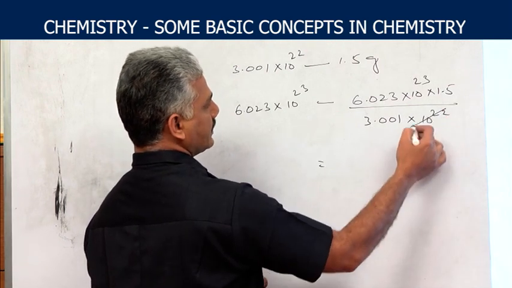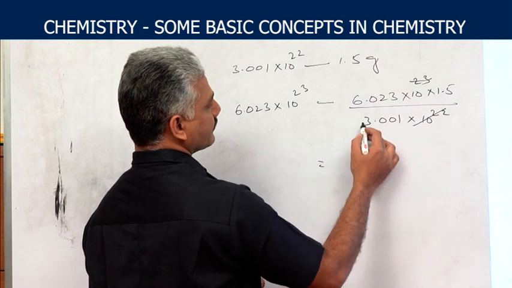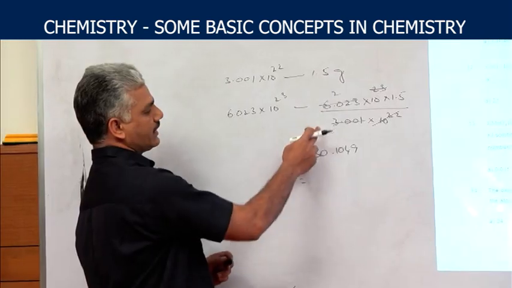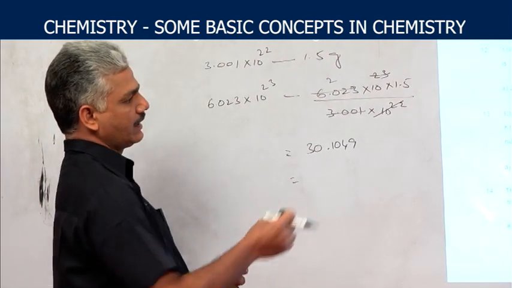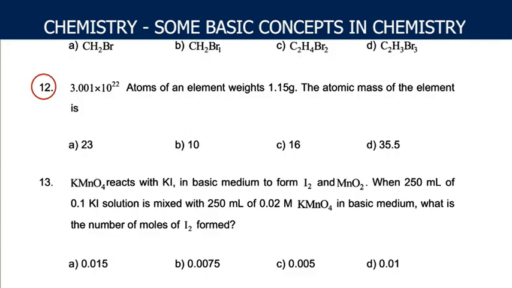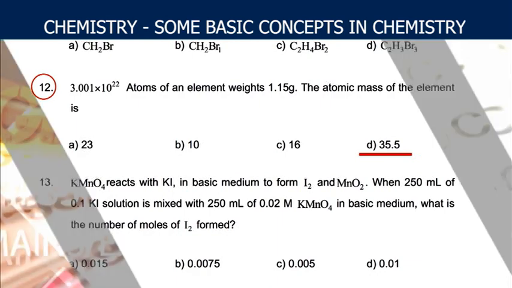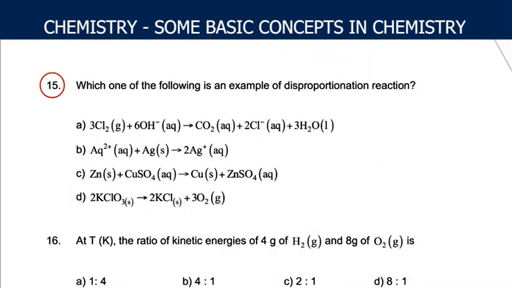On simplification, this value comes out to 30.1049. So, as the exact option is not available, we should take the nearest value, that is D, 35.5, as the correct answer. Which one of the following is an example for a disproportionation reaction?